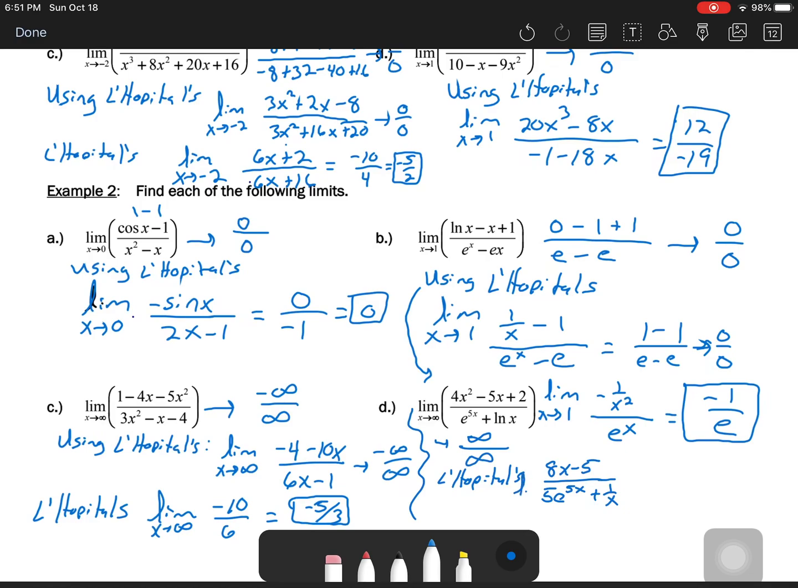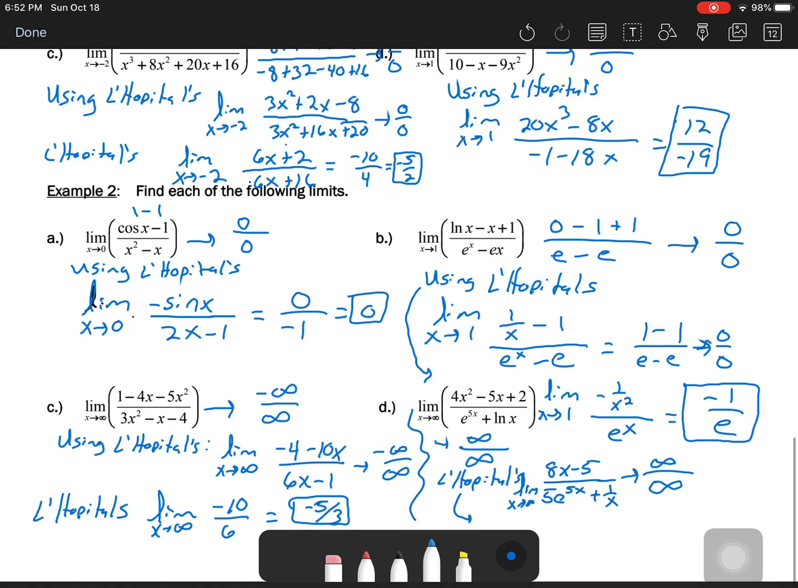And, oops, I forgot to write my limit there. So limit as x approaches infinity. Sorry, it's running out of room here. But if I take the limit of this one, I'm still going to get a positive infinity. So let's do it one more time. L'Hopital's rule is going to apply one more time.